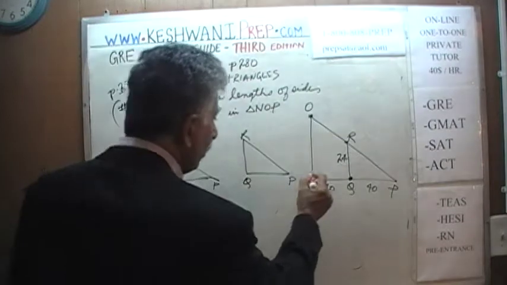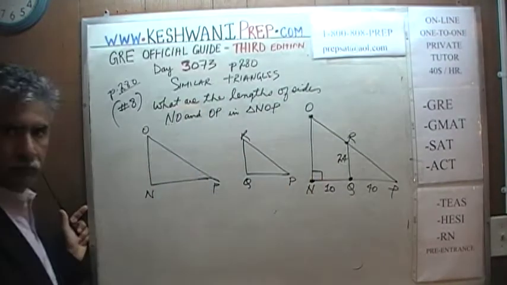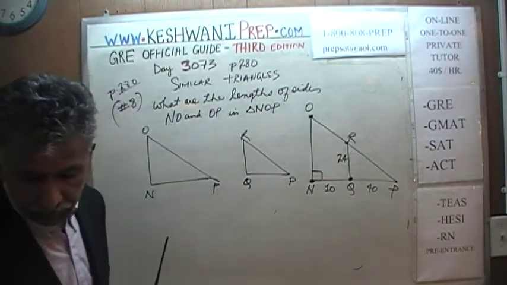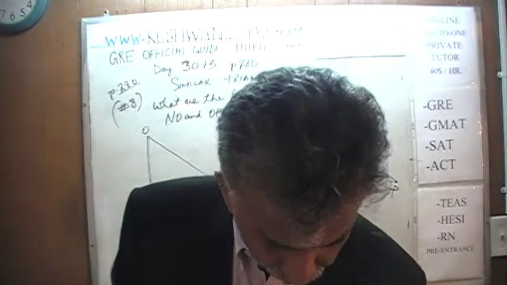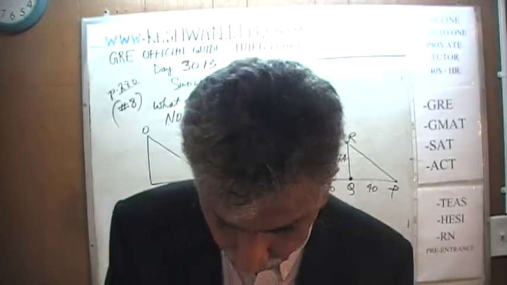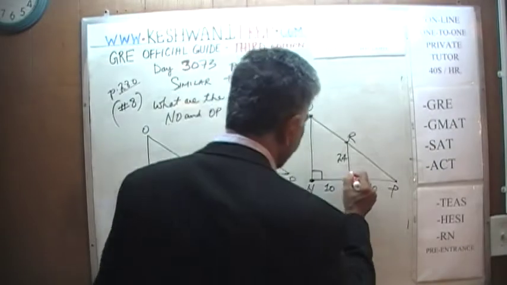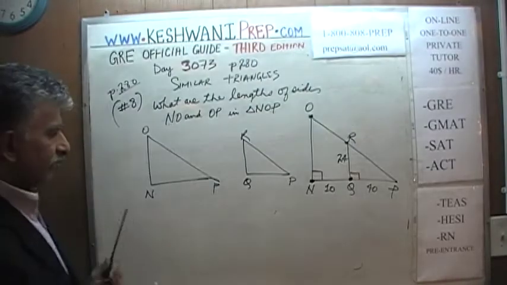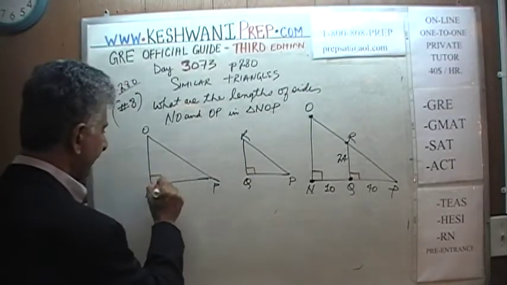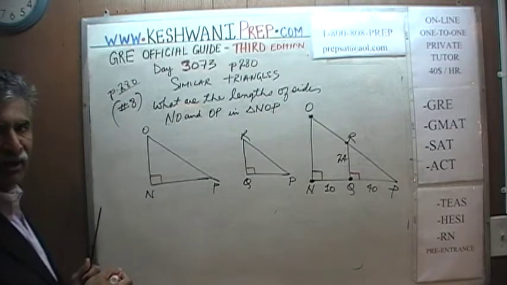Well, we are told that this is a right angle. If that's a right angle, we must also be told that the other one is also a right angle, otherwise we can't go. There we go. We are told that this is also a right angle. So that's the first angle. This angle equals that angle. They are right angles. Where's the second angle that is equal?